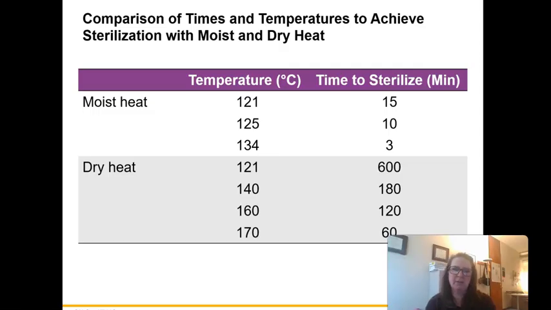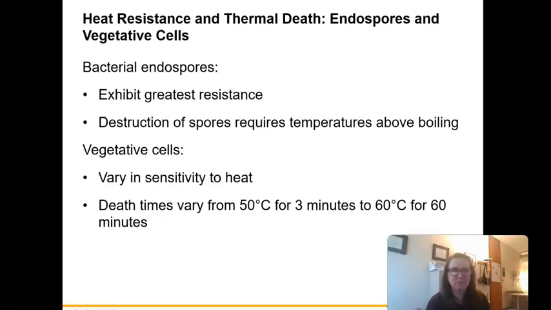Okay, so here we see comparison of times and temperatures to achieve sterilization with moist and dry heat. So that moist heat, take a look at temperatures of 121, 125, 134. It doesn't take that long to sterilize, but dry heat is going to take a much longer amount of time simply because we are going through the process of desiccating the cells and affecting the metabolic functioning, and then finally that protein denaturation.